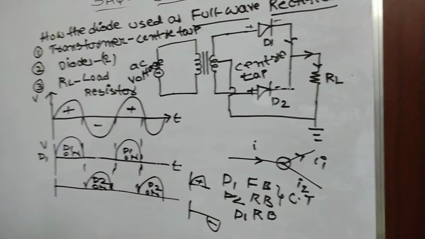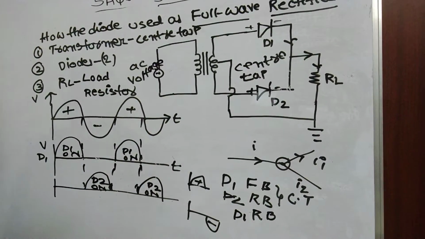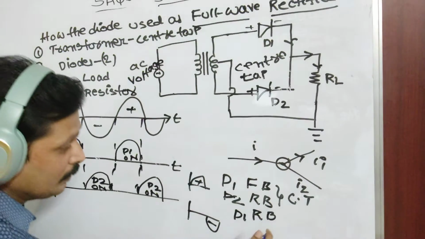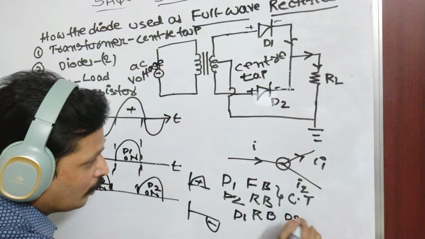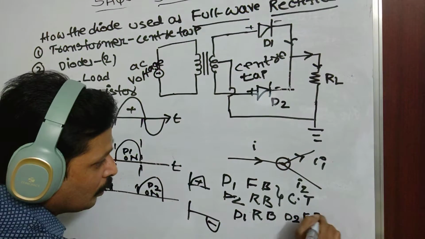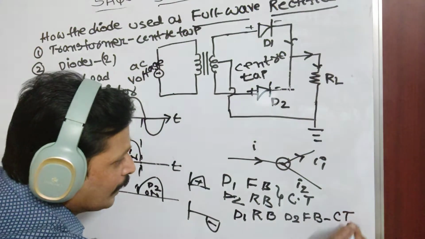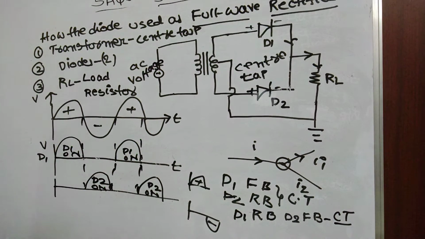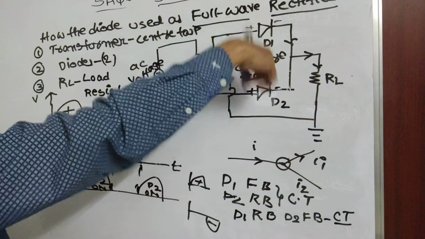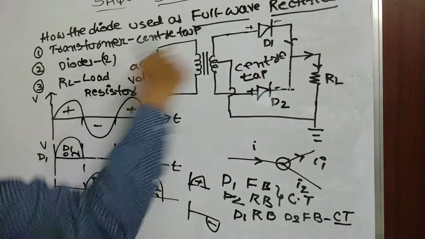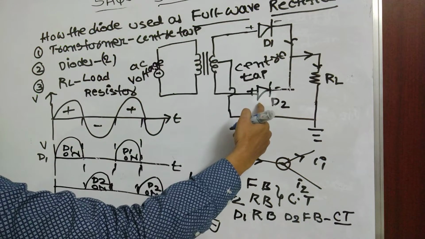D1 reverse bias, D2 forward bias. How is it possible? Because of the center tapping. CT stands for center tapping. Physically both diodes are present, but in the positive interval, one is forward biased and the other is reverse biased.